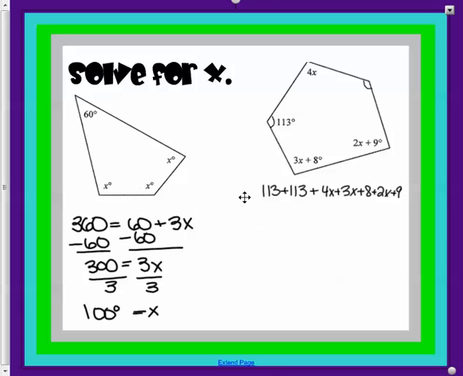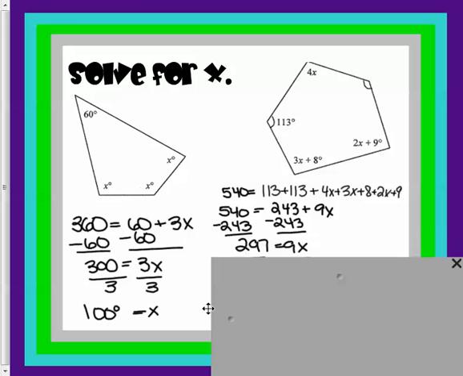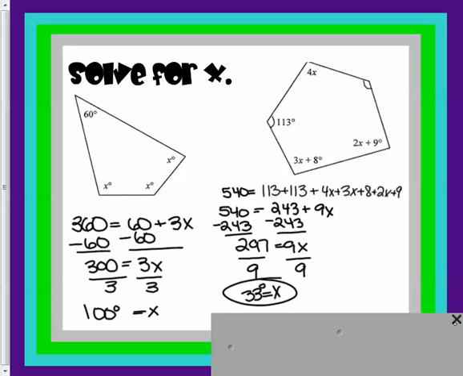Okay, so if we look at this next one, this figure equals 540 degrees because it's considered a pentagon, a 5-sided figure. So we're going to add up all of its angles. Now we need to combine the like terms. When you combine your like terms, you get 243 plus 9x. Take the 243 away from each side, and we get 9x equals 297. Divide by 9, and your x equals 33.